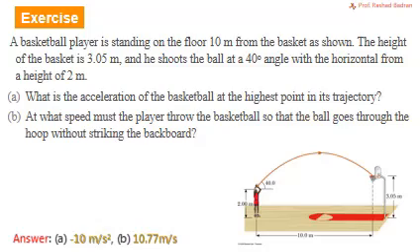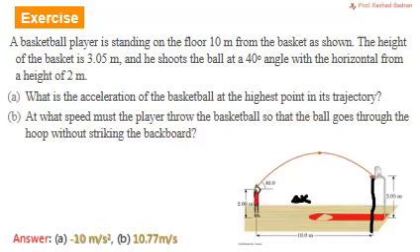This is an interesting exercise. Here we have a basketball player. He's throwing the ball from an altitude of 2 meters with an angle of 40 degrees with the horizontal towards a basket. And this basket is actually 10 meters away from him, as given here below. And the height of the basket from the ground is 3.05.